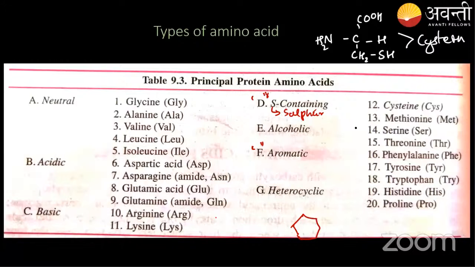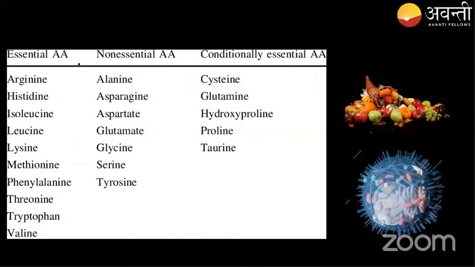Threonine, is it a drug? No, it's not a drug. It's an amino acid, maybe given as a supplement, I think. Okay, so we'll move on. There are three kinds of amino acids: essential, non-essential, and conditionally essential.